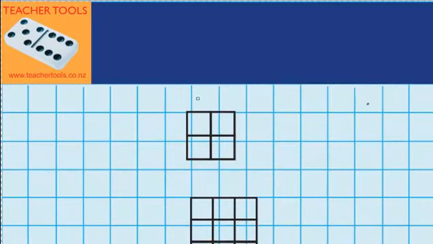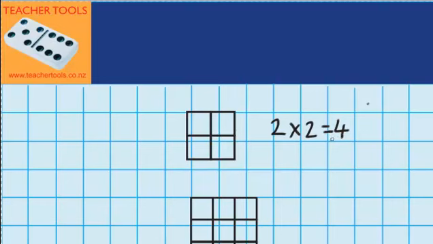Let's have a look at this tiling pattern over here. You can see that it's two tiles high and two tiles wide. So if I wanted to work out how many tiles there are in total, I could do 2 times 2, which I know equals 4.